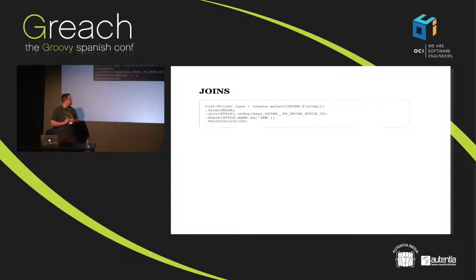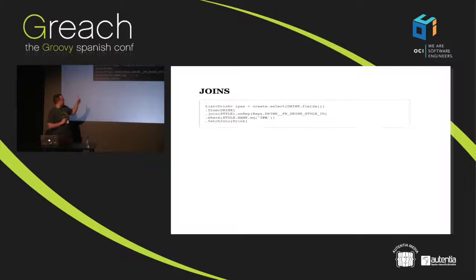So you can do joins really easily. In this case, we're joining the drink table, which holds all the beers, with the style table, and we're going to select everything that's an IPA. Again, the Keys.DRINK_FKEY_DRINK_STYLE_ID is generated code, and that refers to a specific foreign key between those two tables. There's a simple naming convention that it uses to do that.